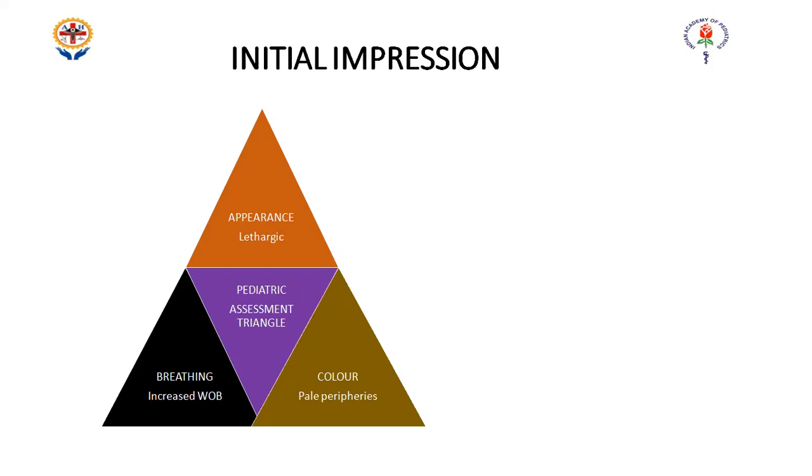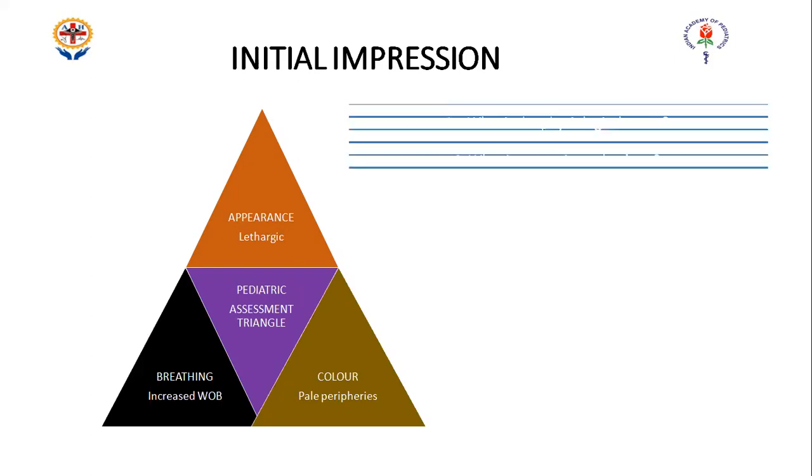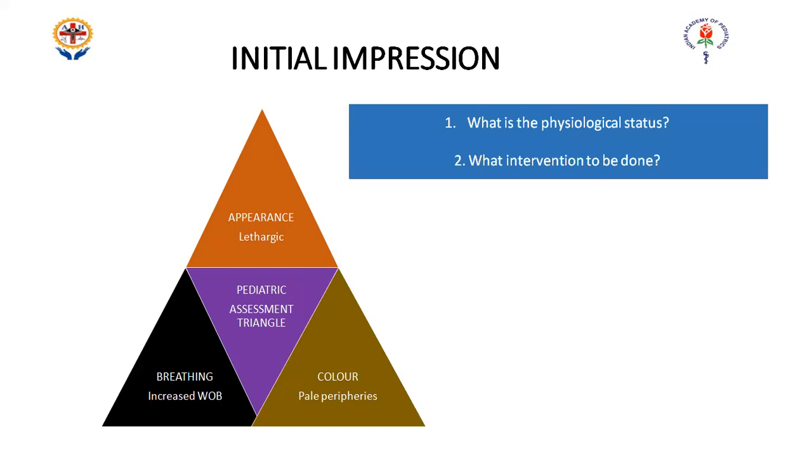Initial impression: the child was lethargic, there is increased work of breathing, and the child had pale peripheries. What is the physiological status and what is the intervention to be done? Hemorrhagic shock, a state of hemorrhage. What is the physiological status? Unstable, life-threatening. So what do you want to do now?